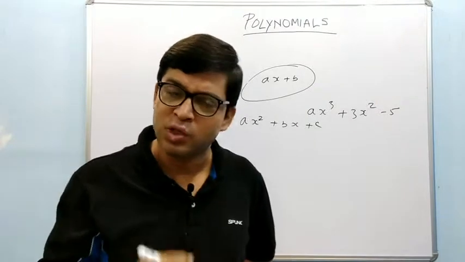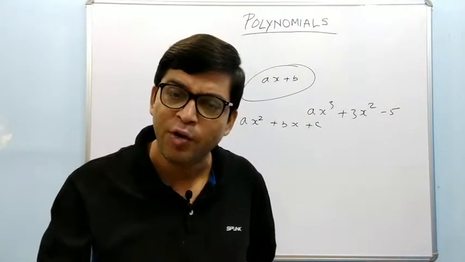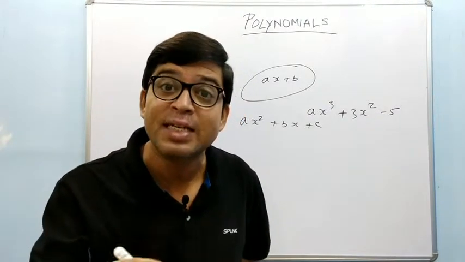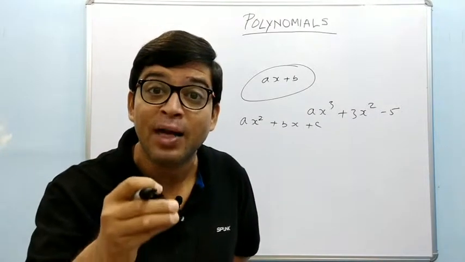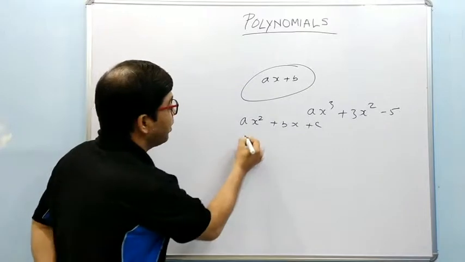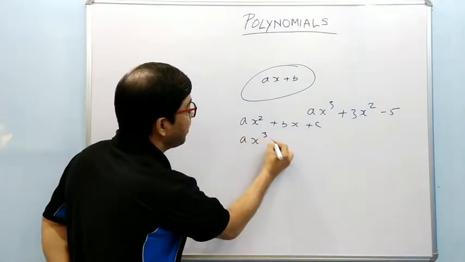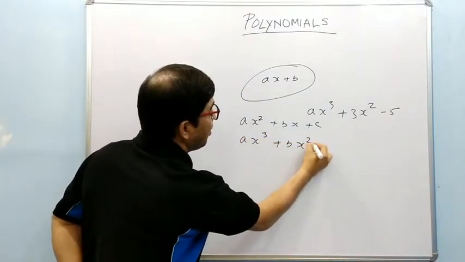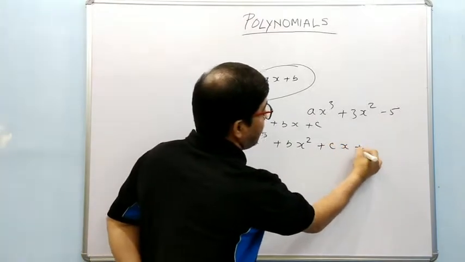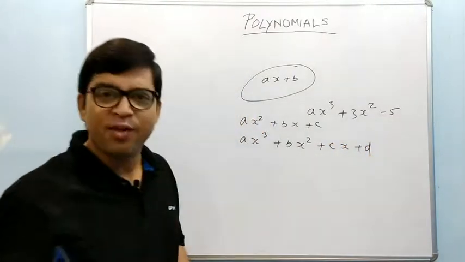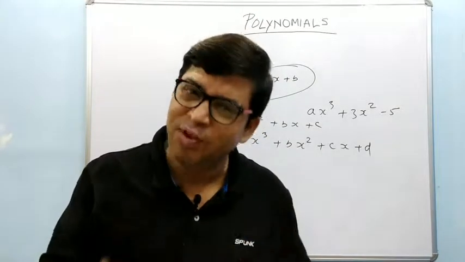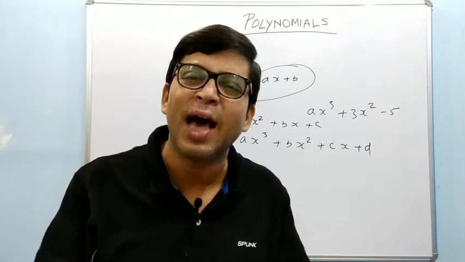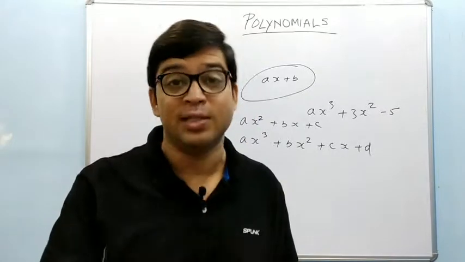If I say what's the standard format of a cubic polynomial? Cubic means degree is 3. The big boss having the power 3. So it is ax cube plus bx square plus cx plus d. That is the standard format of cubic polynomial. Same way we can find any polynomial with any degree very easily.